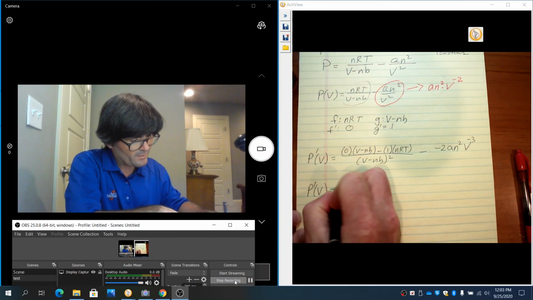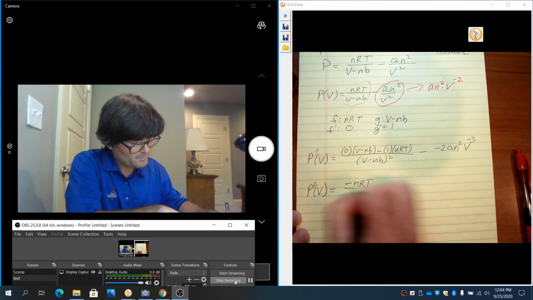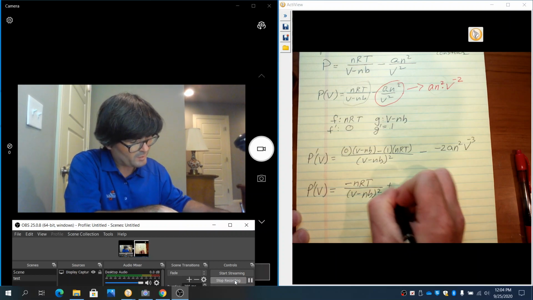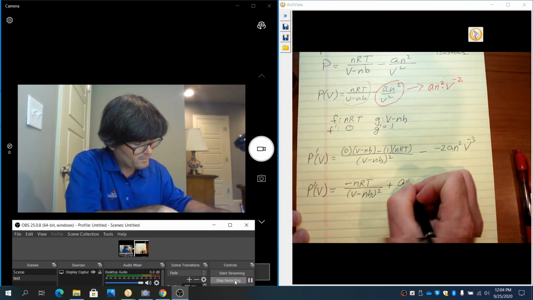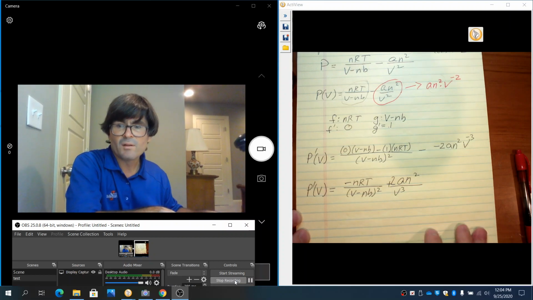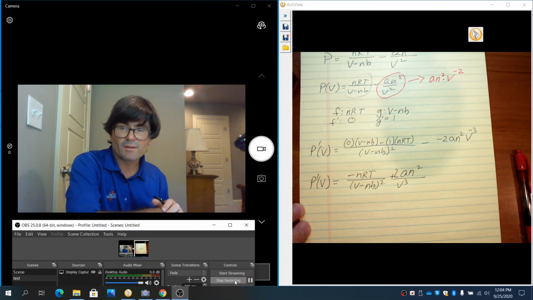P prime of V equals negative nRT over V minus nb squared. And then 2 minuses make a plus, plus 2a n squared over V cubed. So you can see that the quotient rule, or any of these rules, can be applied regardless of whether you have lots of coefficients that are numbers or even just variables which are constants.